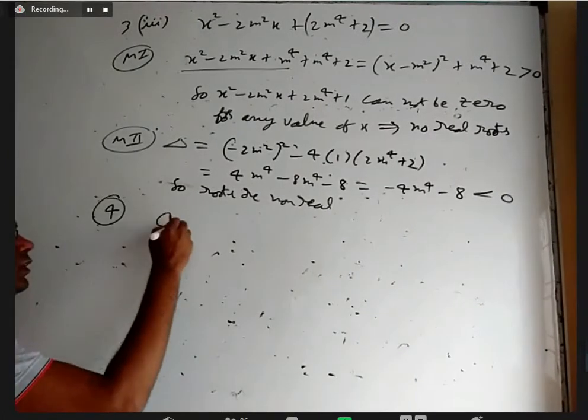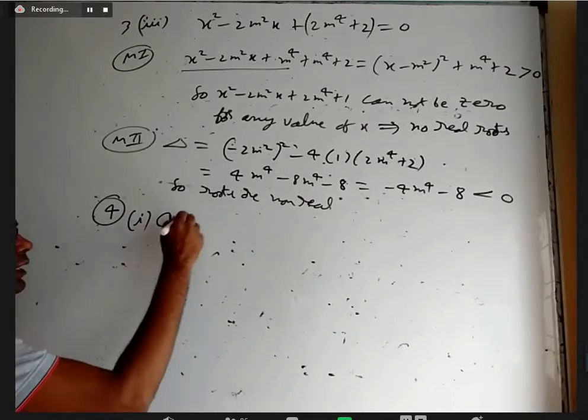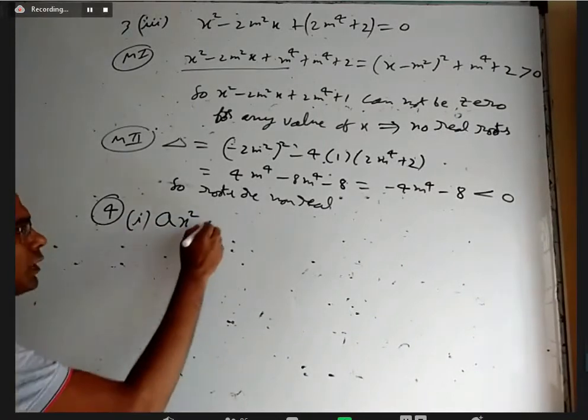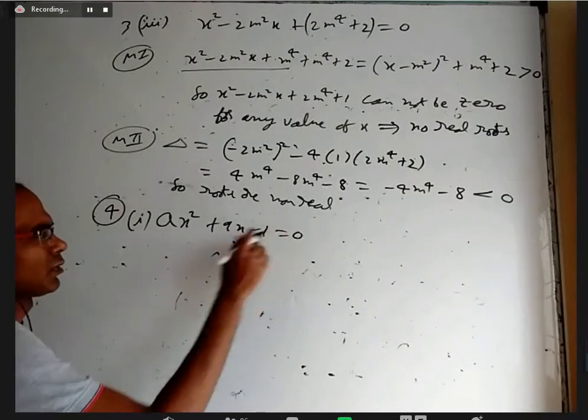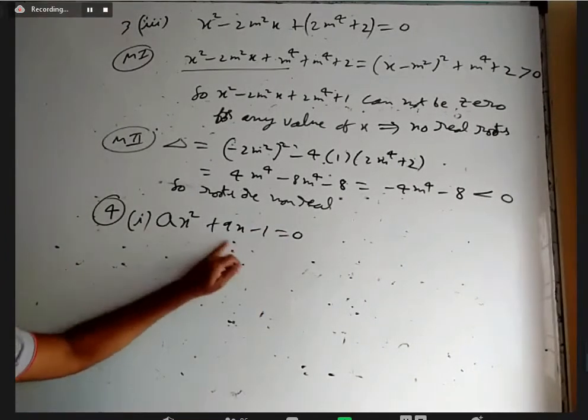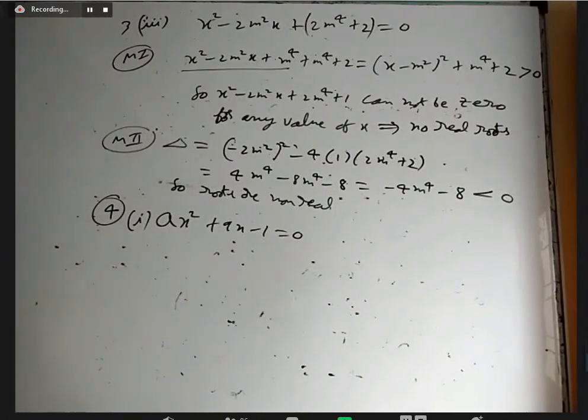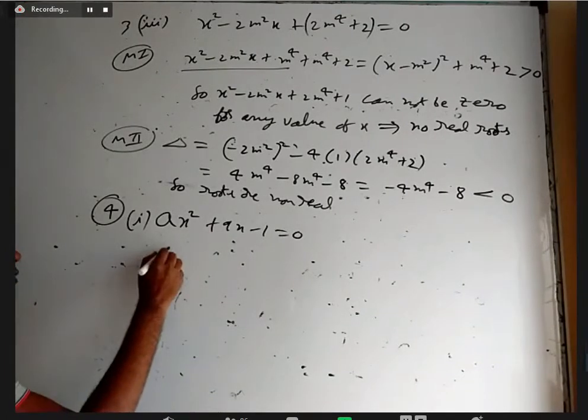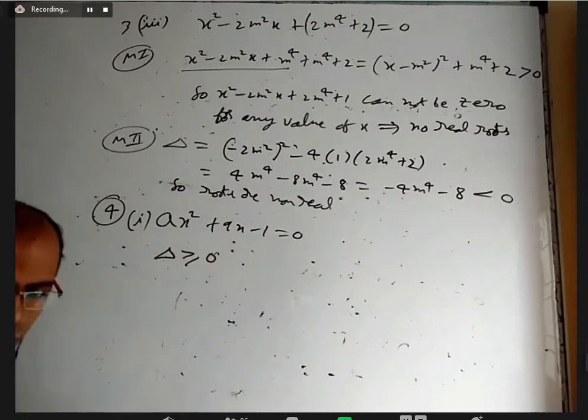Okay, so the first one: ax square plus 9x minus 1 equal to 0. They are asking for what values of a this equation will have real roots. So delta should be greater than or equal to 0.